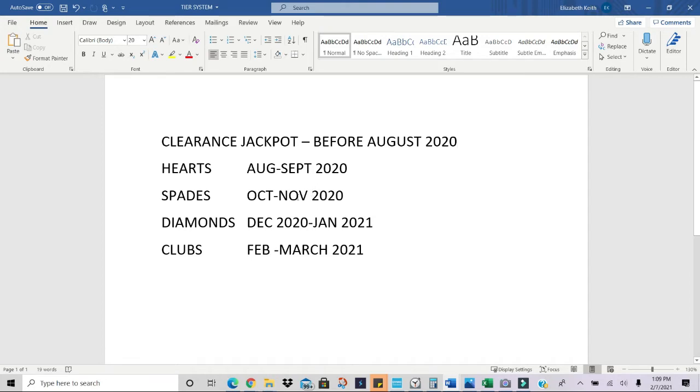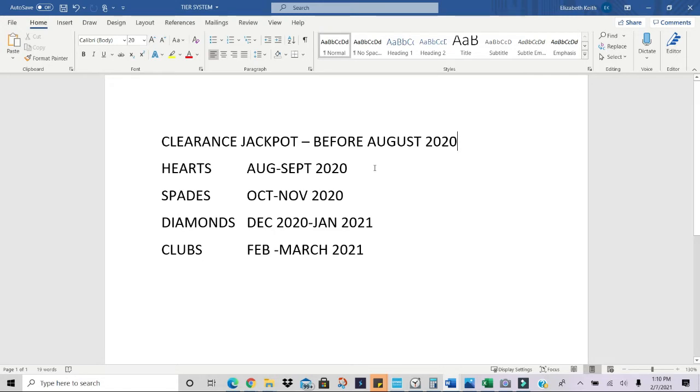The next one was spades, October, November 2020. And anything listed in August and September of 2020 was in the category of hearts. Anything that I listed before August of 2020 was put in the second category as clearance jackpot. I've named these categories this way because the theme of my store is poker.